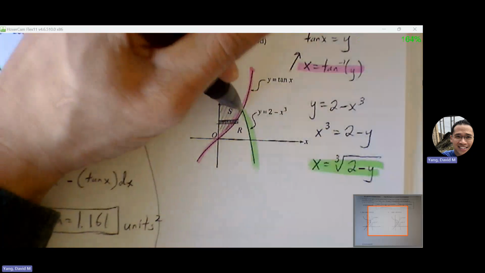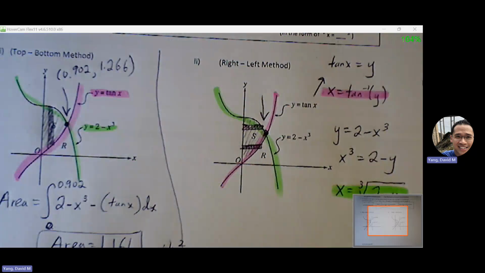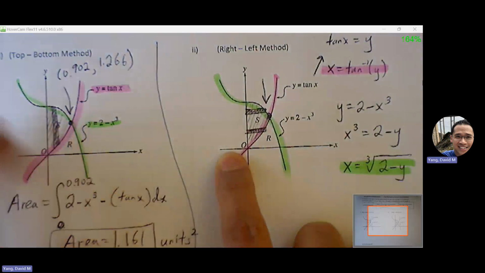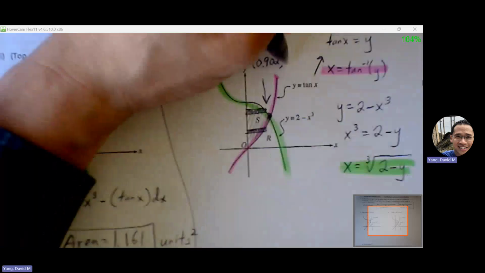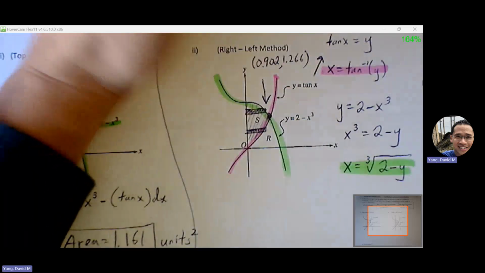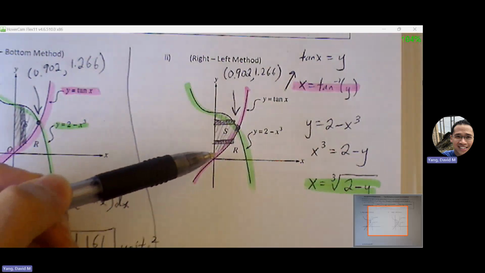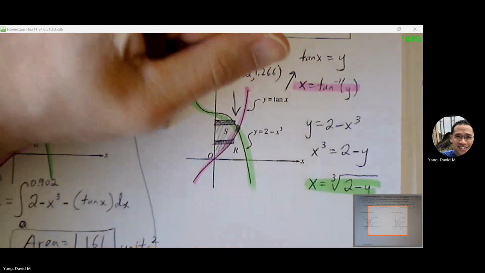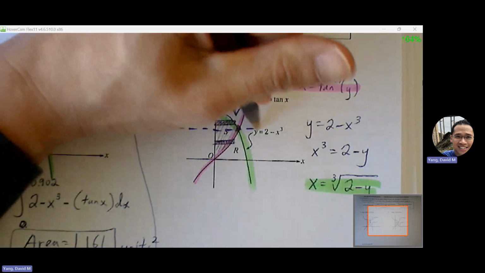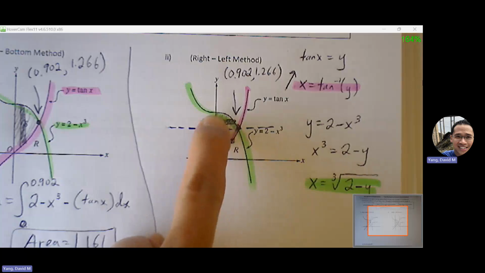Okay, this ordered pair is going to be helpful again for us. Let me write that ordered pair. This ordered pair here is again 0.902, 1.266. So we're going to be stacking two different rectangles, one from 0 up until where the graph is going to change. And then for the upper region, we've got to go from this point up until this point here.